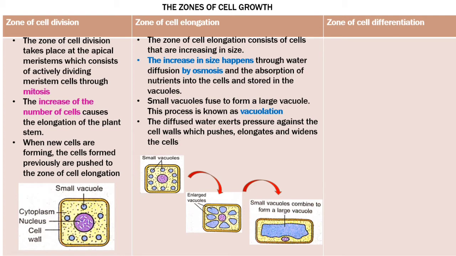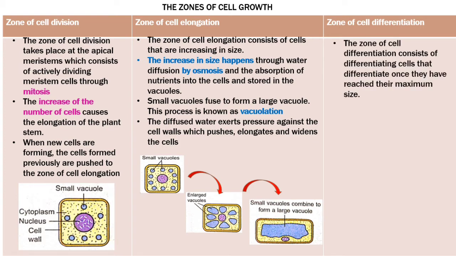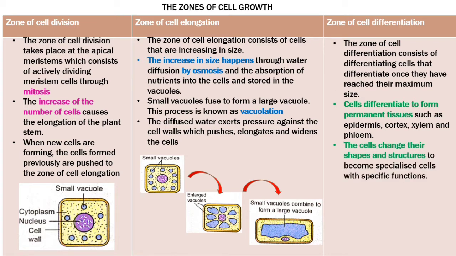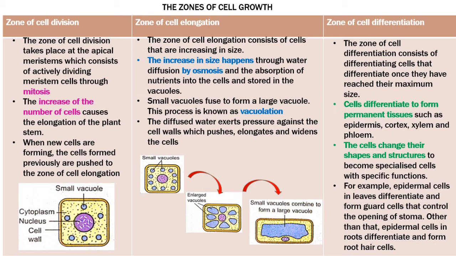What happened during cell differentiation zone? The zone of cell differentiation consists of differentiating cells that differentiate once they have reached their maximum size. The cells differentiate to form permanent tissue such as epidermis, cortex, xylem, and phloem. The cells change their shape and structure to become specialized cells with specific function. For example, epidermal cell in leaf differentiate and form guard cell to control the opening of stomata. And other than that, epidermal cell in root differentiate and form root hair cell.